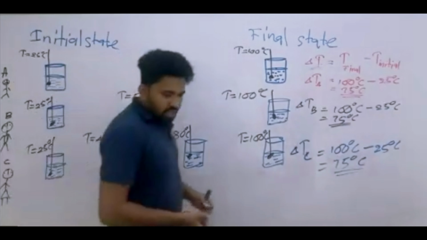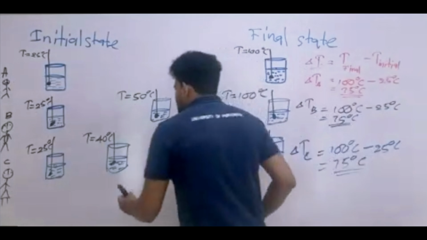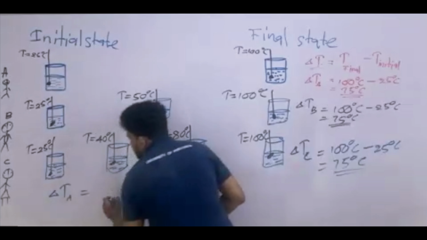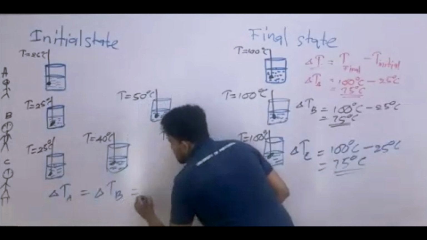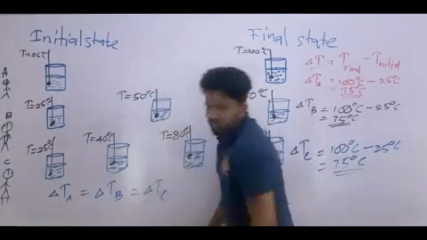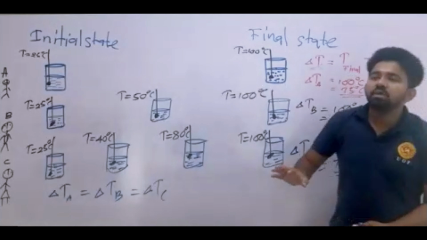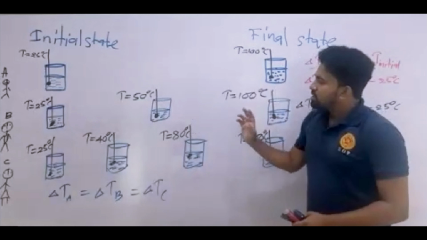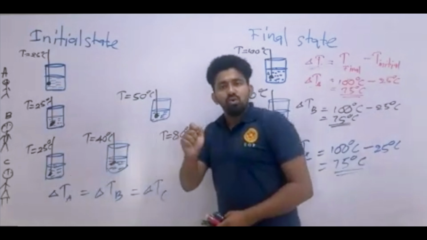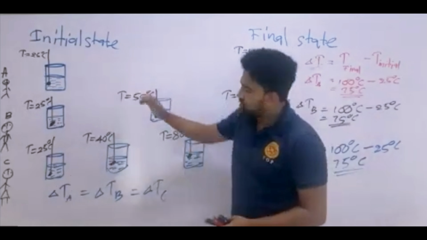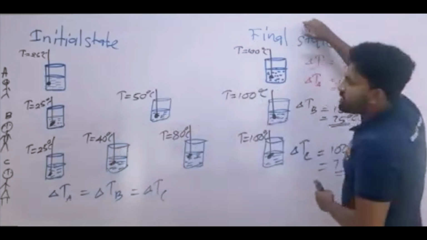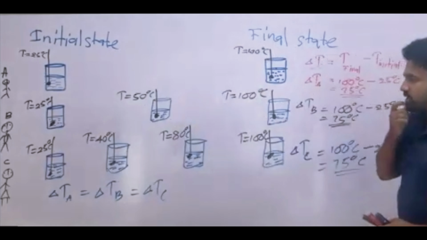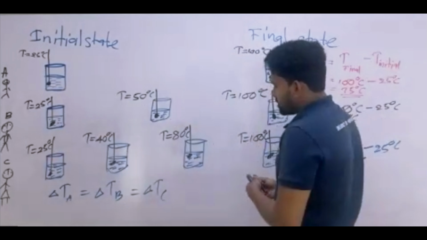Now what we can say is that delta T of A is equal to delta T of B, which is equal to delta T of C. It means no matter the number of intermediate states, the temperature difference, or the state function temperature, depends only on the final state and the initial state.